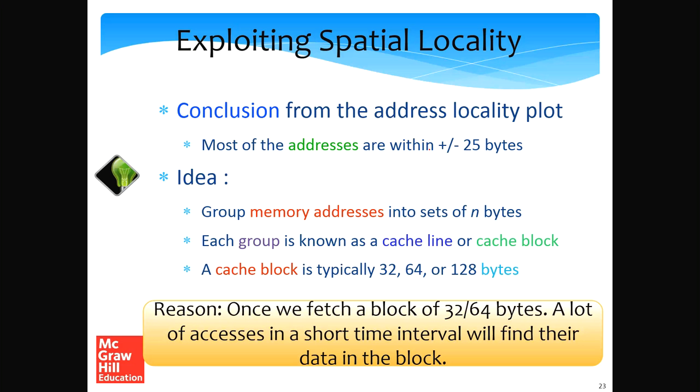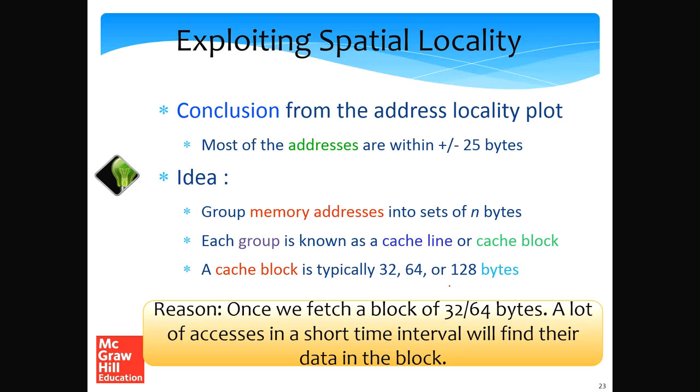Since most of the addresses are within a small range, the idea is that we group memory addresses into sets of n bytes. Each group is known as a cache line or a cache block. It's an atomic unit in the sense that we'll treat the entire group as one. And a cache block can typically be 32, 64, or 128 bytes, a power of 2.